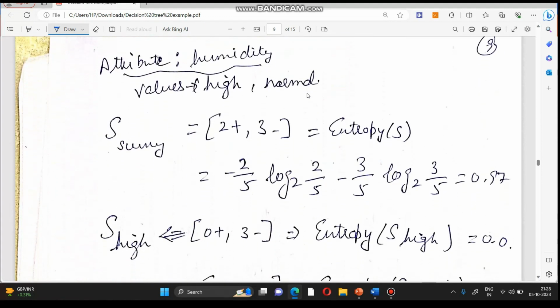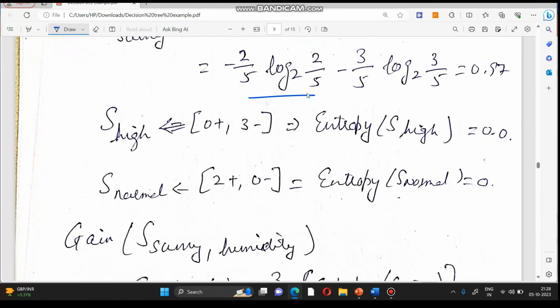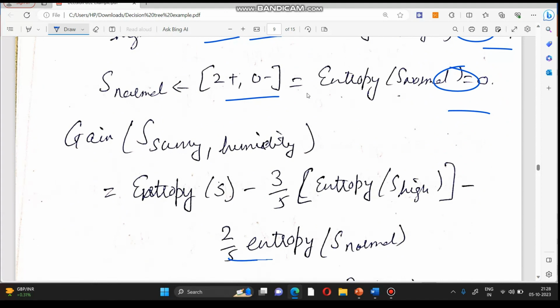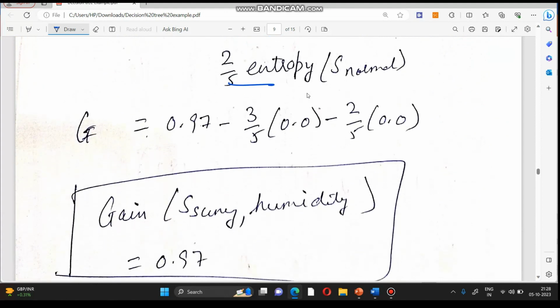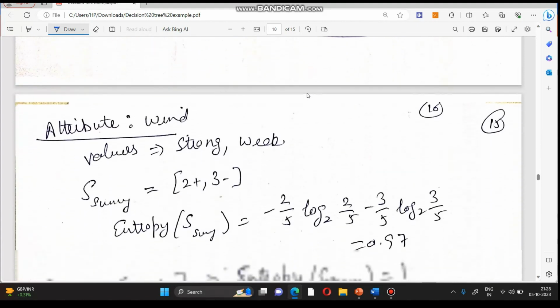So similarly for humidity, we will solve these problems, 2 plus 3 minus. We will calculate the same way. Here for high, 0 plus 3 minus, entropy is 0. For normal, entropy is 0 in both the cases. This will be 0, 0. So obviously the mean entropy will give the answer in this case. So we calculate this, 0.97. So the gain in this case will be 0.97.